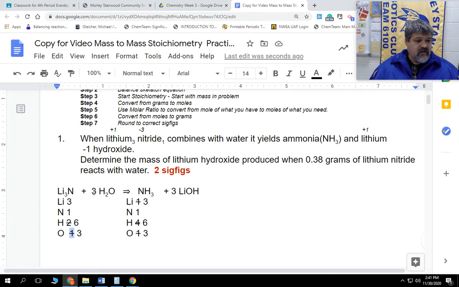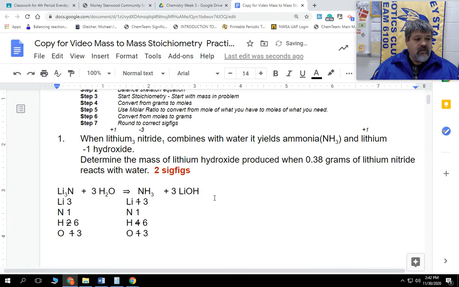I have 6 hydrogen. 3 times 2 is 6. And then I have 3 hydrogen plus these 3. 3 times 1 is 3. So a total is 6. So that's good. And my oxygen, I have 3 times 1 is 3 on this side. And I have 3 times a 1 right here is 3 on this side. So there's our balanced chemical equation.